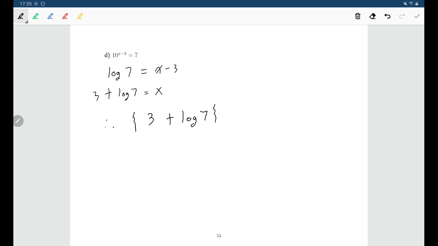So if you were to grab your calculator and find out what is log of 7 plus 3, and you were to run that through your calculator and say, oh, the answer is about 3.8 something or other, that would again be an approximate value, which is not what we're interested in. This would be the exact solution. This would be the exact value.